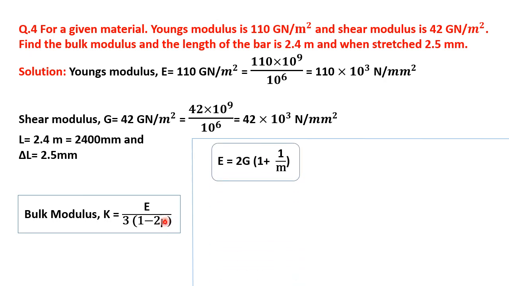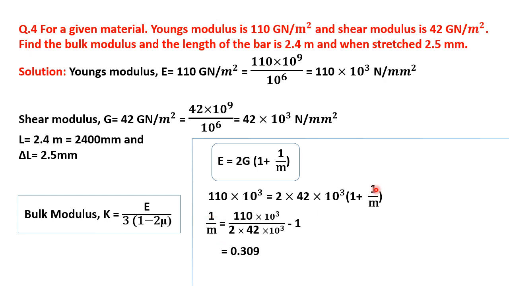Mu can be determined from this equation, that is E is equal to 2G into 1 plus 1 by m. So mu can be written as 1 by m, which also means it's the Poisson's ratio. In this equation E is known to us, that is 110 into 10 to the power 3, and the G value is also known to us, that is 42 into 10 to the power 3. Here we only need to find this value, so we can get 1 by m, and 1 by m is nothing but mu. So the mu value is 0.309.